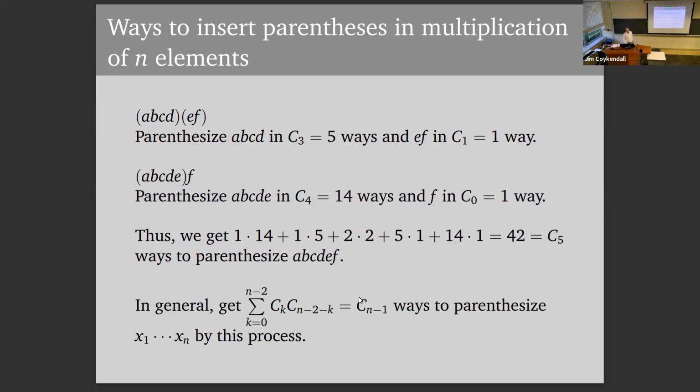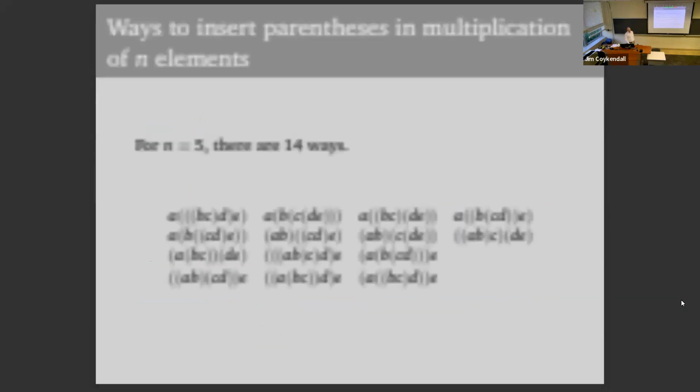And yeah, in general, you get that recurrence relation. So in general, we have that.